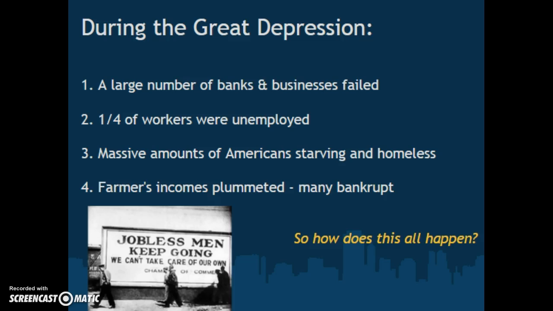25% of all workers in the United States are unemployed, and it's really larger if you look at uneducated workers like factory workers, farmers, versus people who are doctors, lawyers, etc. So it's really unequally distributed. Massive amounts of Americans are starving and homeless, and farmers, their incomes plummet, and many go bankrupt. And so what we're going to look at today is how all of this happens.